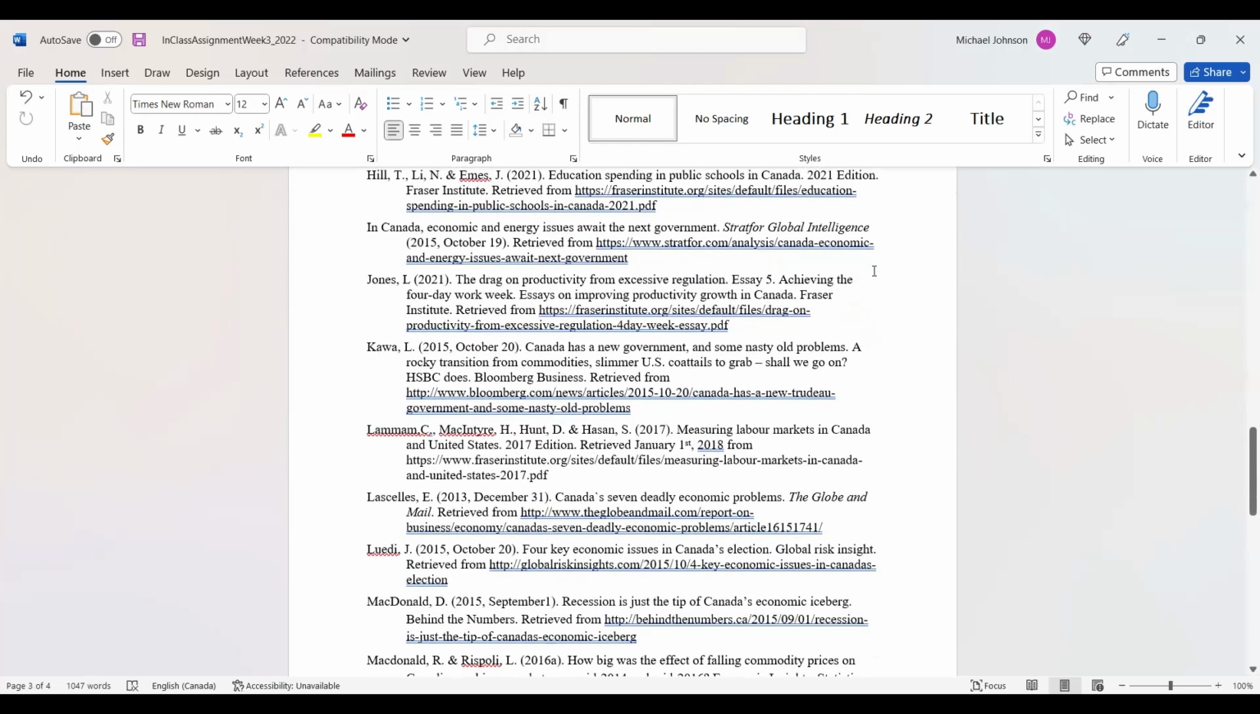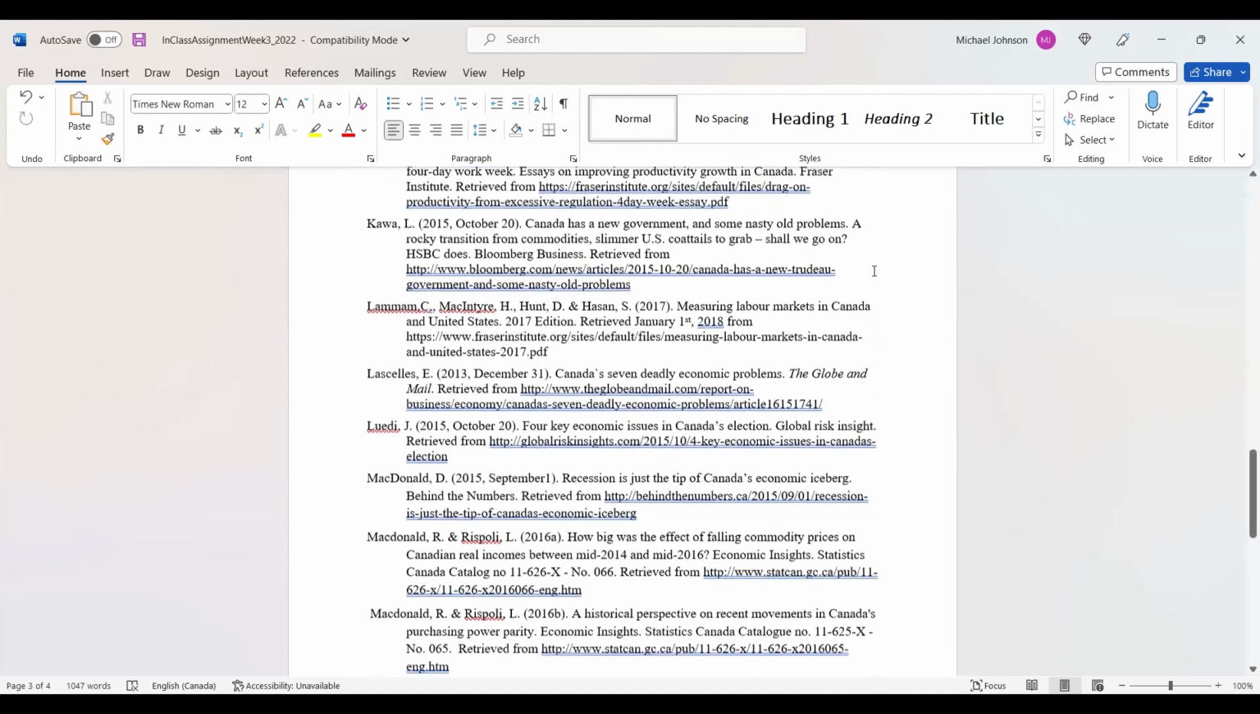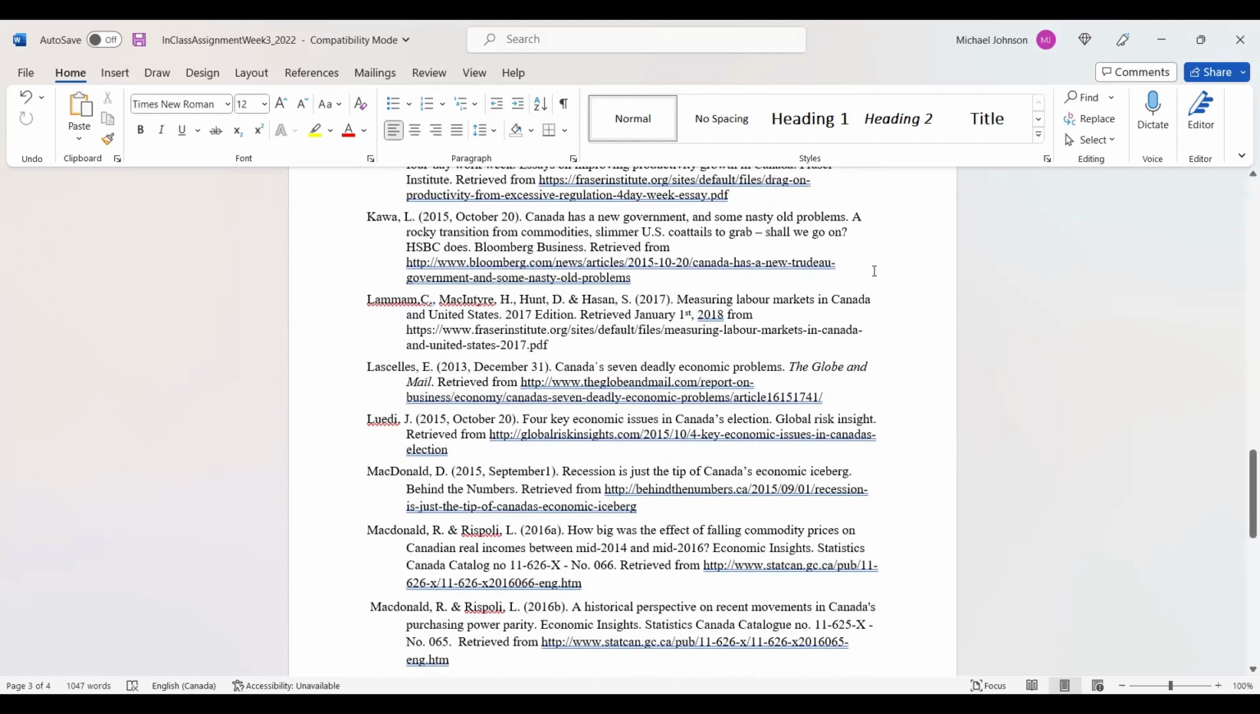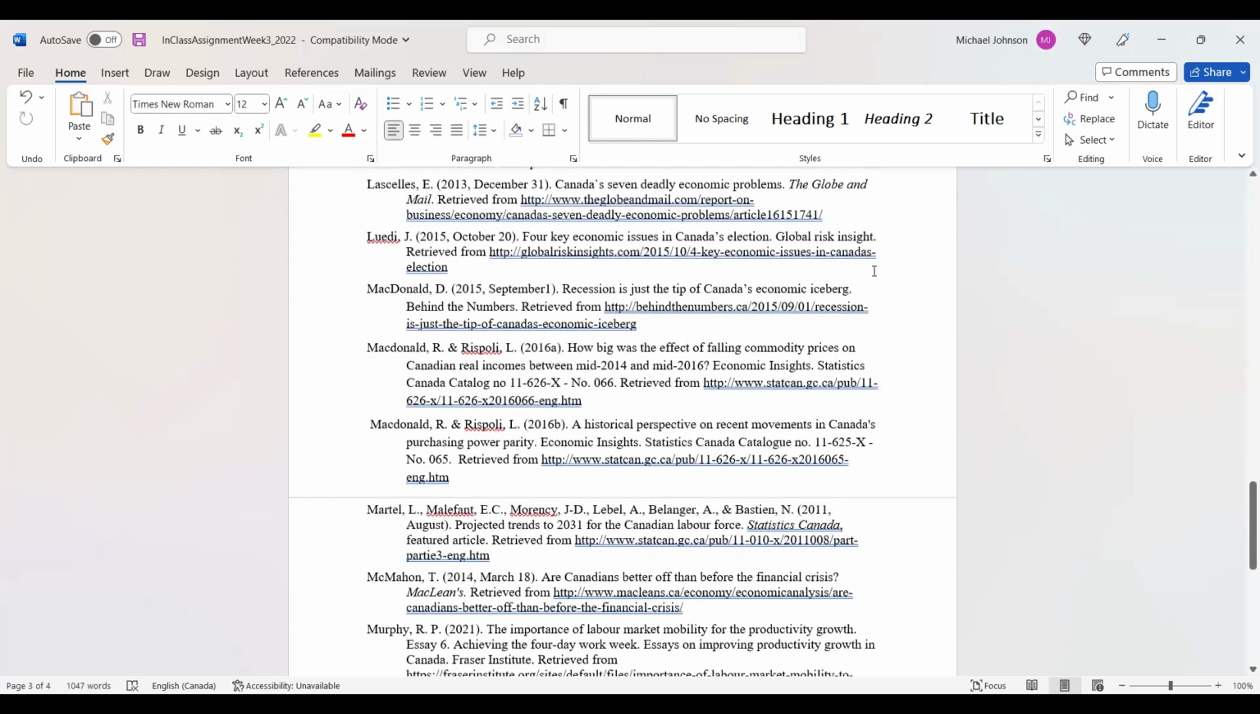You could choose any of these articles, or you could find your own. It's totally up to you. If you like these articles or if you want to find your own, that's perfectly fine. The four-day work week, the labor markets. Yes? I was wondering what type of resources, because when I was scrolling down, some of them are just websites and news articles. Can I use something like the Fraser Institute if I want to do the macroeconomic effect of healthcare in Canada?